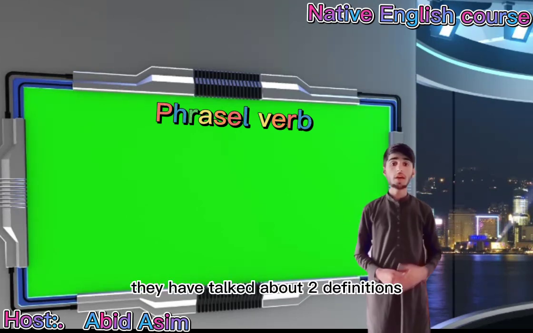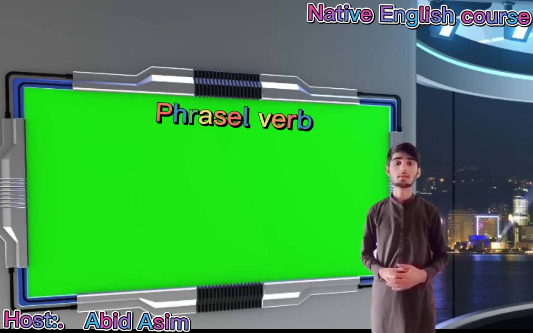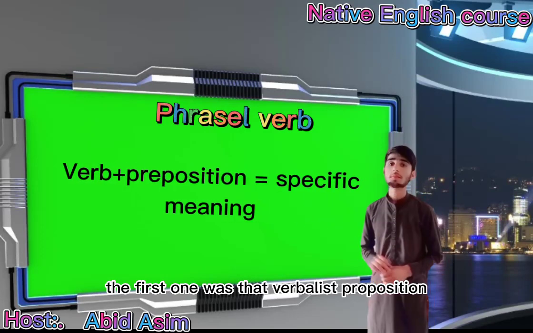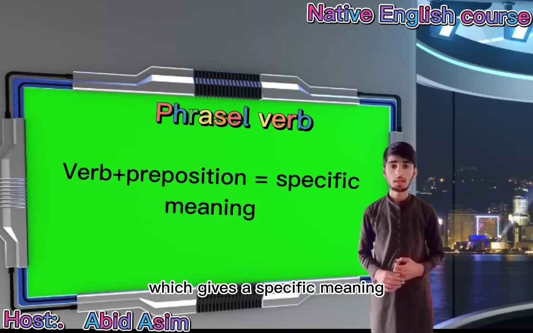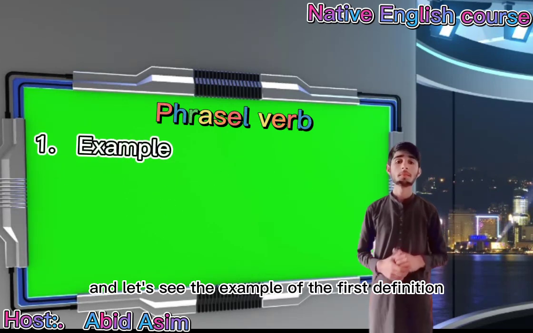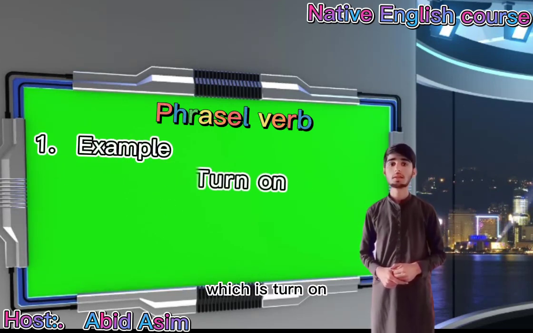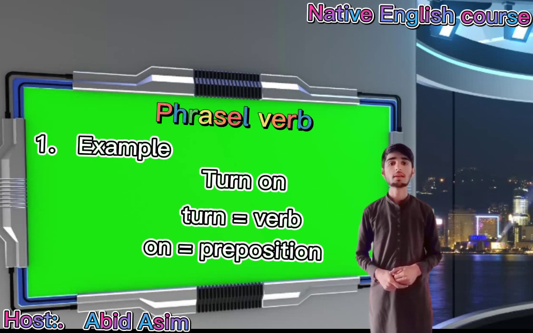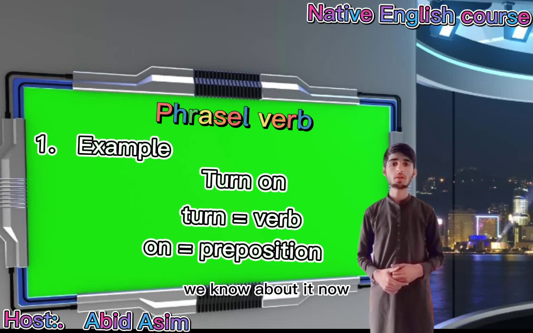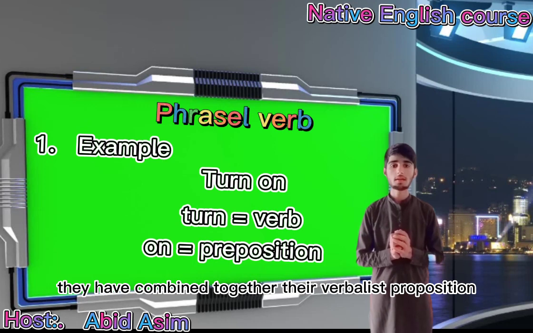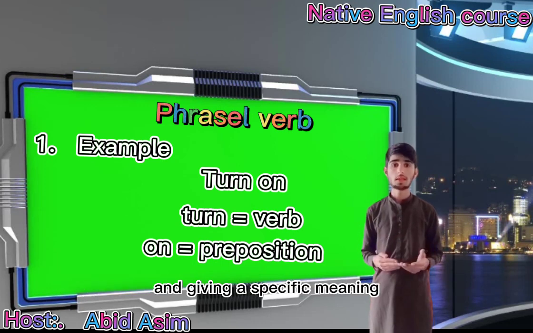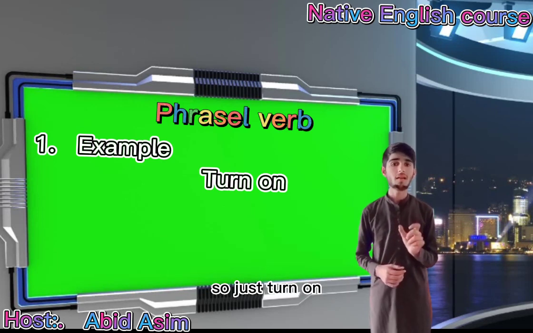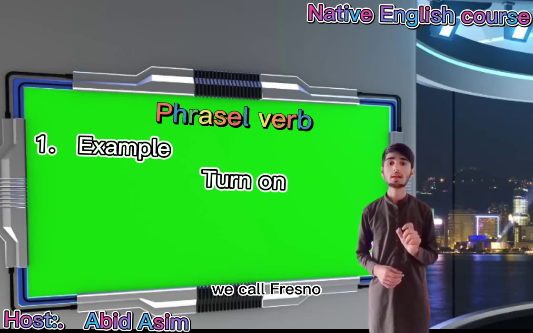So we have talked about two definitions with different senses. The first one was verb plus preposition which gives a specific meaning, and let's see an example of the first definition, which is turn on. Now turn is a verb, and on is a preposition, we know about it. Now they have combined together, verb plus preposition, and give a specific meaning. We know turn on, turn on the bulb, the light. The combination of these two terms we call a phrasal verb.